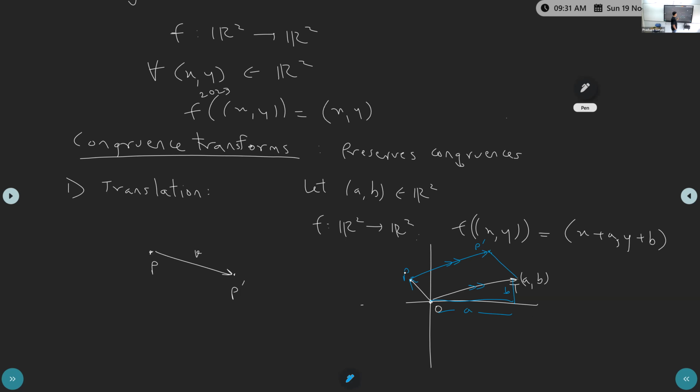But the important thing is that this a and b are fixed, but the point itself can vary. So this point P is over here. If I take another point Q somewhere over here, let's say, then for the point Q also, I'll apply the same operation. So Q will go to a new position Q dash.